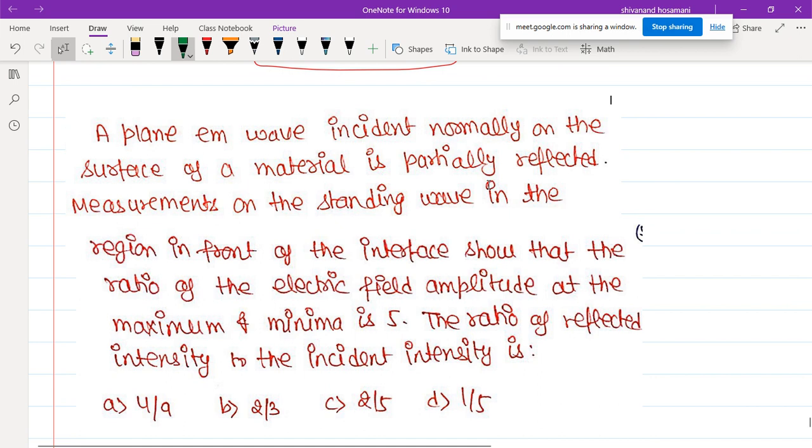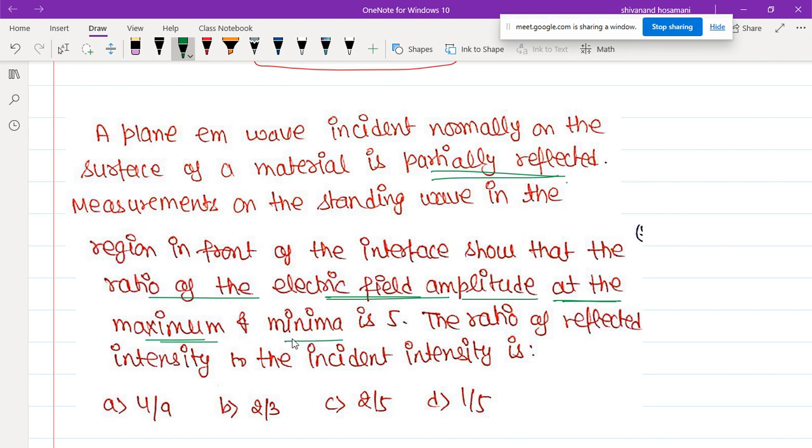Plane wave, electromagnetic wave, incident normally on the surface of a material, partially reflected. So reflect in ಸ್ವಲ್ಪ transmit ಆಗಿದೆ ಅಂತ ಹೇಳೋಣ. The reason of interface, so that the ratio of electric field amplitude, ನೋಡ್ರಿ, the ratio of electric field amplitude at the maximum and minimum is 5. Then the ratio of reflected intensity to the incident intensity.